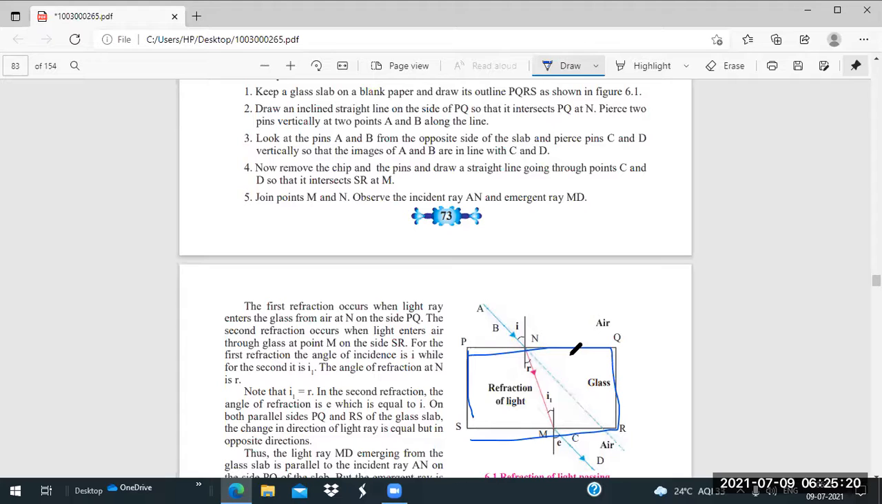Draw an inclined straight line on side PQ. We have to draw one inclined line here. This is your line, PQ at L. Pierce two pins vertically at the two points A and B along the line. What do we have to do? We have to put two pins A and B here. And look at the pins A and B from the opposite side of the slab and pierce pins C and D vertically so that the images of A and B are in line with CD.